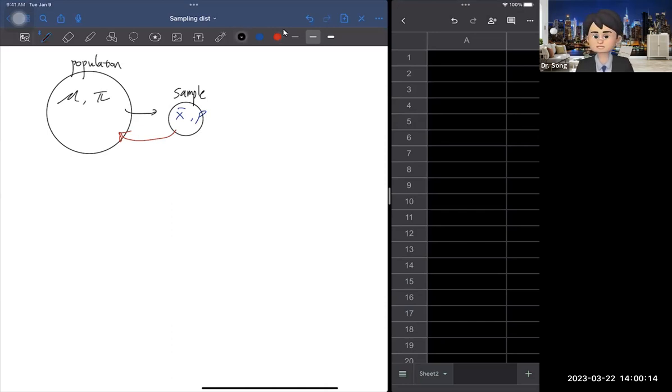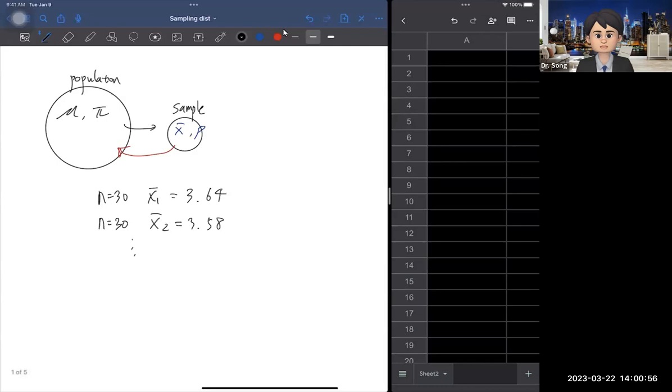Okay, but you notice that when you get the sample, first day you get the sample size n equals 30, and then you calculate the sample mean x1 bar. Let's say that the sample mean is a GPA for 30 students, and it turns out that their GPA is 3.64. The following day, you get another 30 sample, and you calculate the sample mean, it turns out to be 3.58. So each day you get the sample, you will have a different sample, and that means that you're going to get different sample means, right? So if you repeat this process, we're going to have the sampling distribution. So that's what we're going to talk about. When you get the sample and you repeat this process, then you're going to have the sampling distribution.